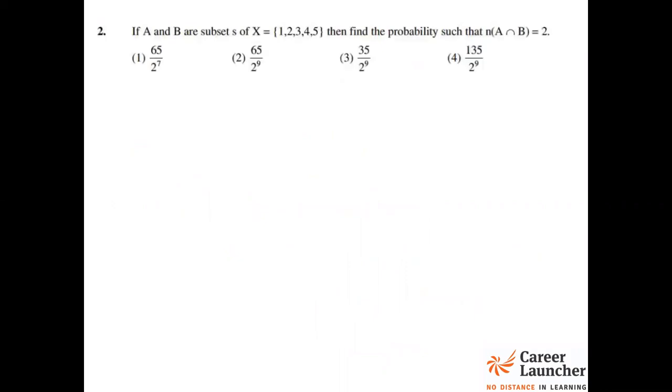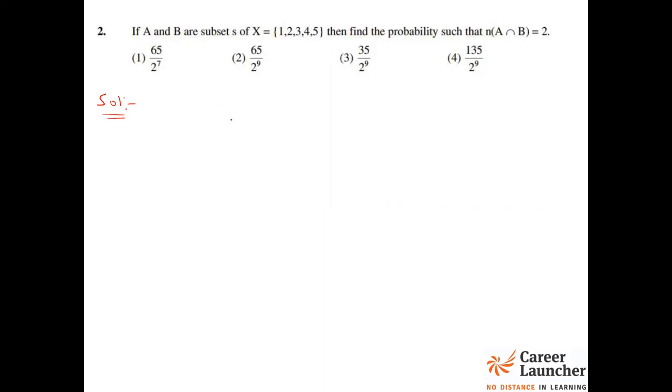Now, if A and B are subsets of a set S equal to {1, 2, 3, 4, 5}, then find the probability that n of A intersection B is equal to 2. So we have to form two subsets of the set S. So first of all, what will be the sample space?